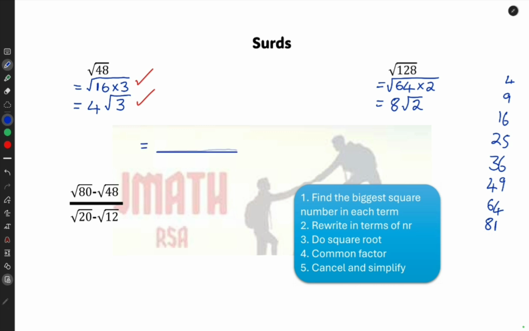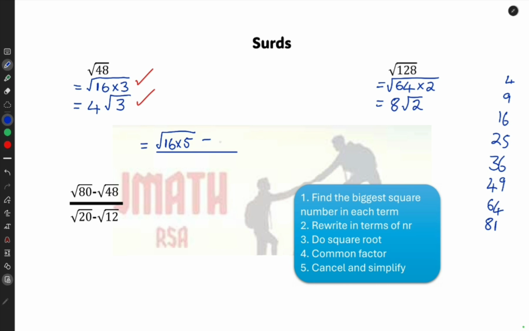And 80, I now need to think what's the biggest square number that can go into 80. If I look at this list I used previously, I can see 25 might go in there, but 25 times 4 is 100, so it's not that one. 36, 49, they don't go into 80, but 16 actually goes into 80. So this will be 16 times 5. Like I say, if you get stuck, use the calculator. The calculator will say it's 4 root 5. Then just square the number in front.